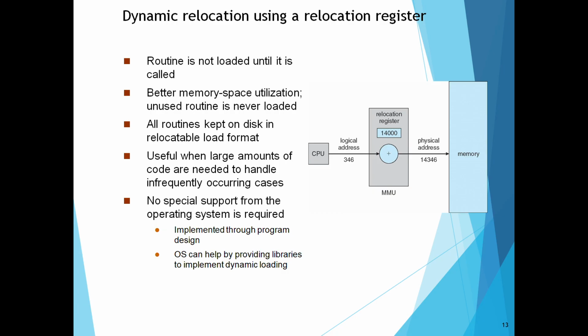So here is an example. We have a CPU generated address, that is a logical address, and the address is 346. The relocation register value is 14,000. The MMU will convert the logical address into a physical address, that is, the memory management unit maps the logical address into the physical address. So both 14,000 and 346 are added, and 14,346 is loaded in the physical memory.